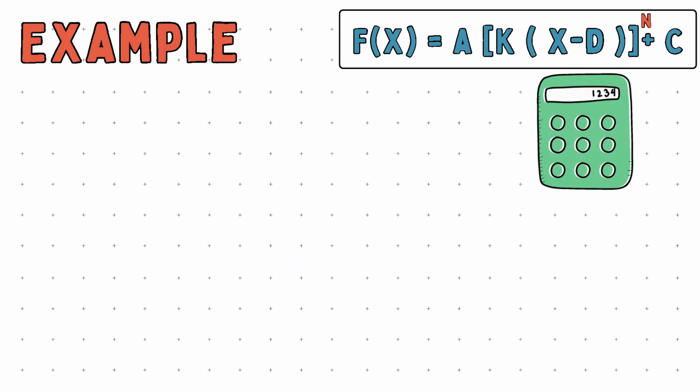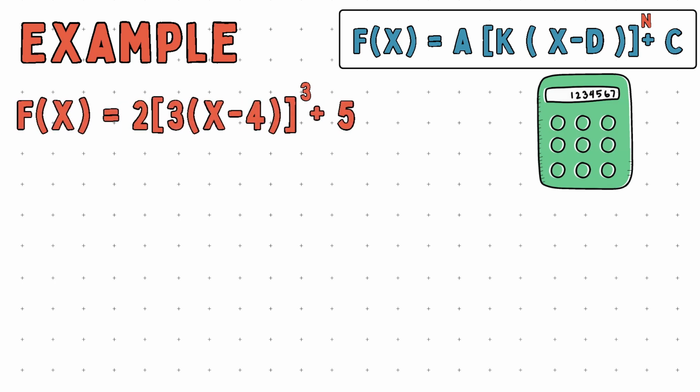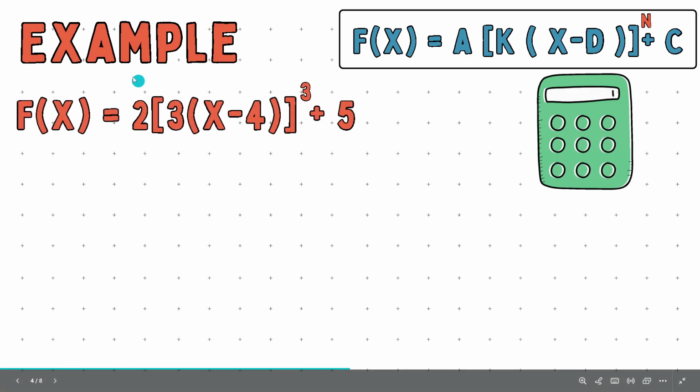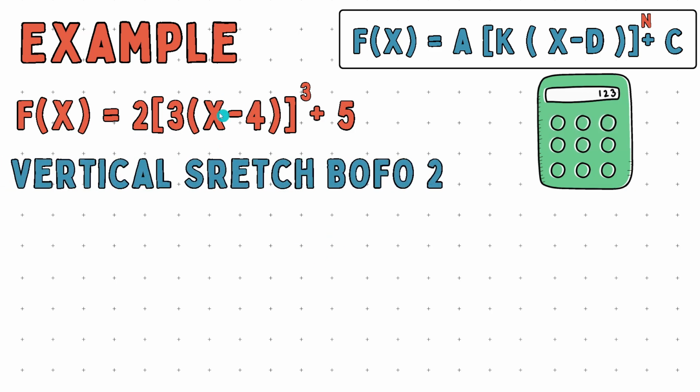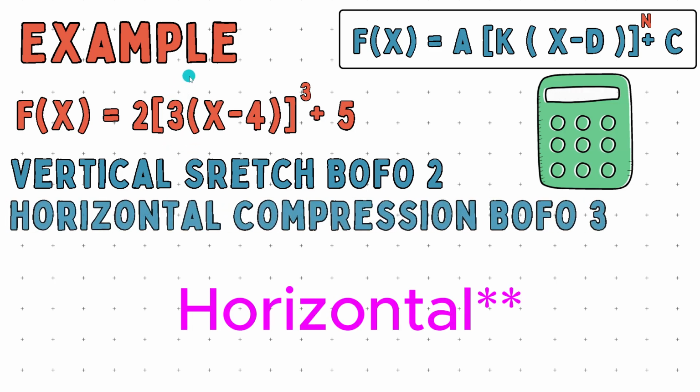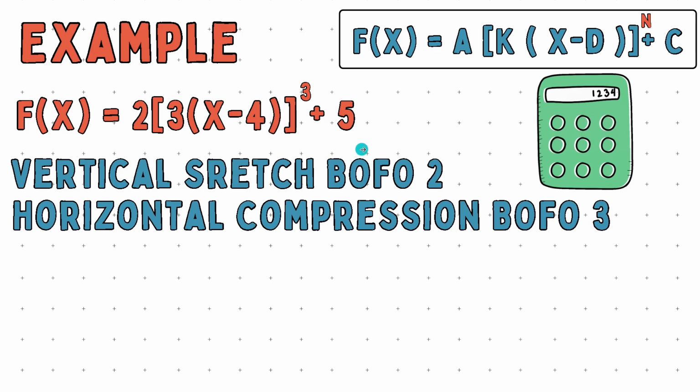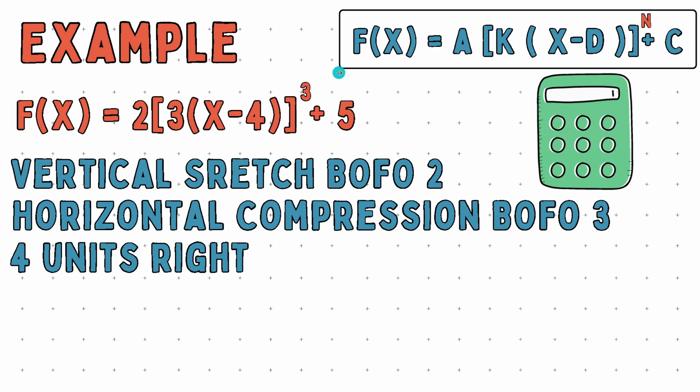So here's an example of a transformed function that I chose. It has a clear value for every variable. Looking at this, we can clearly see that there is a vertical stretch. With the 3 over here, we can clearly see that it's a horizontal compression of 3. The value of negative d is negative 4, meaning that the value of d is 4, meaning that the graph is shifted 4 units right. And we can see that c has a value of 5, meaning to shift the graph 5 units up.